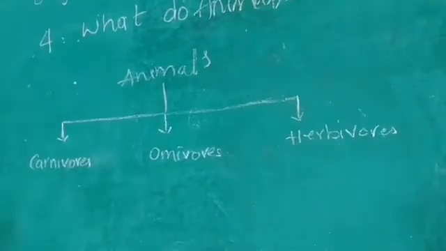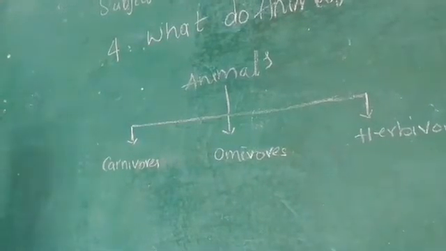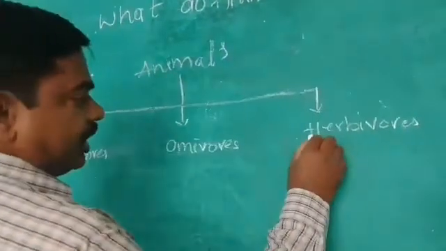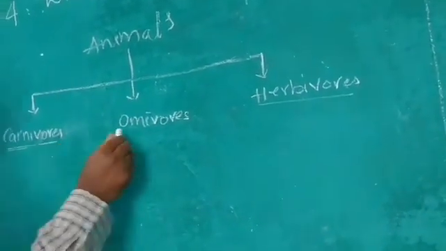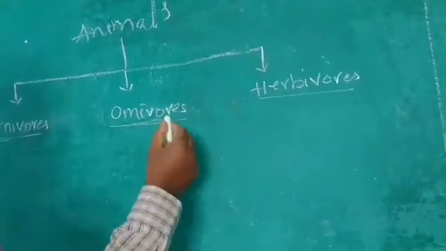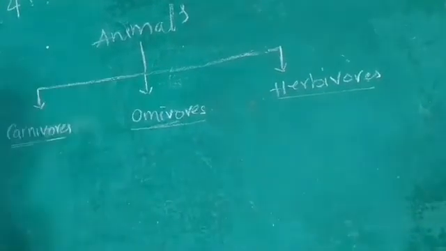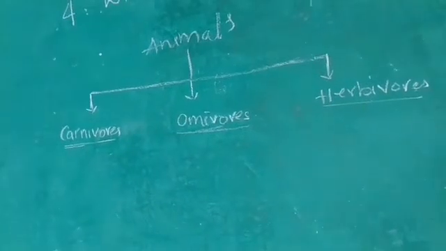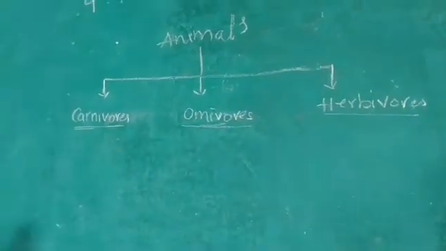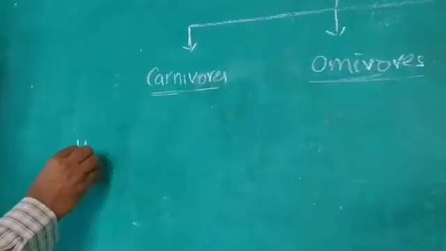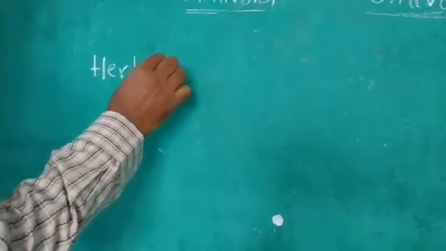The animals which eat flesh are called carnivorous. The animals which eat plants are called what? Herbivorous. The animals which eat both are omnivorous, we have seen. Now for that you have given examples, and you have written them. In that, what are the herbivores?